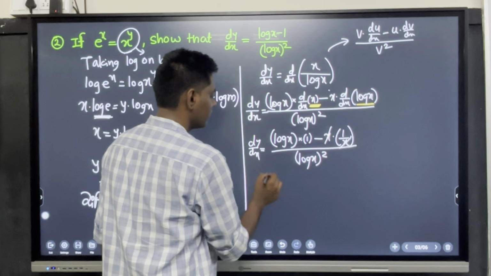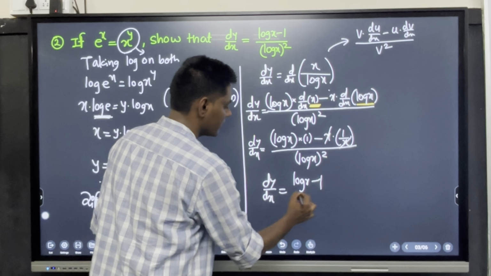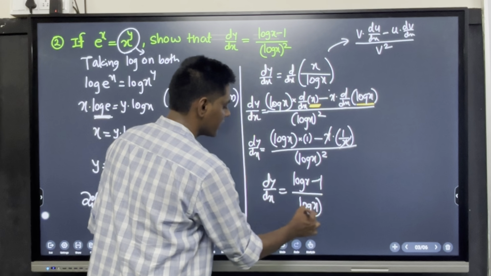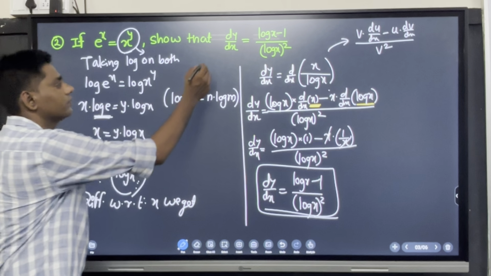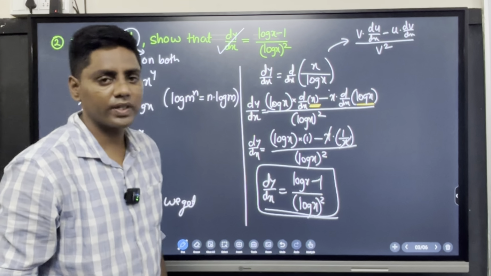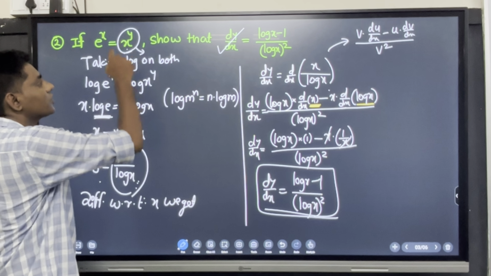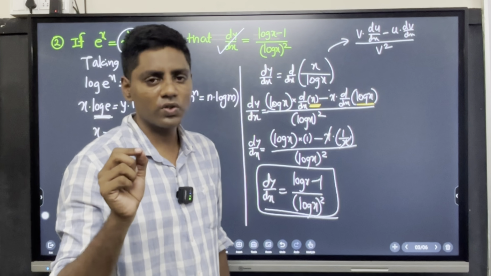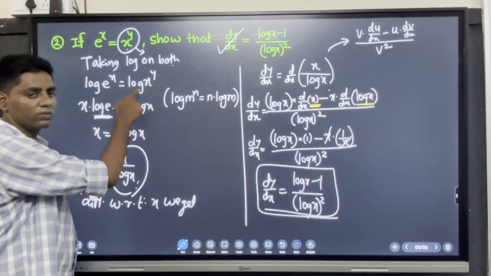So we get the final answer: dy by dx equals log x minus 1 divided by (log x) whole square. So we get the similar answer. So in such a way we solve the question. It is simple, let me revise once again. Whenever you see function raised to function, solve it by taking log on both sides. Apply the log on both sides, the power is given, so use the exponential formula of log. So we get log e answer 1, so only x remains.